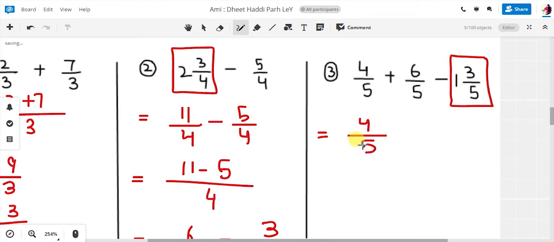So I'm going to write the equation as it is, except the last part of the equation. Convert it. So this will give me 1 times 5 is 5, plus 3, 8 over 5.